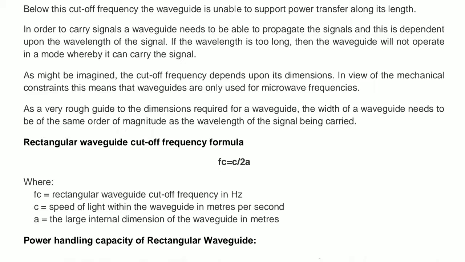The rectangular waveguide cutoff frequency formula is given by fc = c/2a. Here, fc is the rectangular waveguide cutoff frequency in hertz, c is the speed of light within the waveguide, and a is the large internal dimension of the waveguide in meters. So this is a very simple equation for the cutoff frequency, given by fc = c/2a.